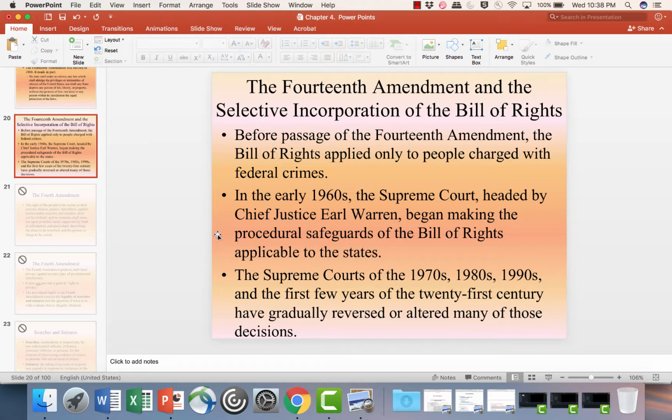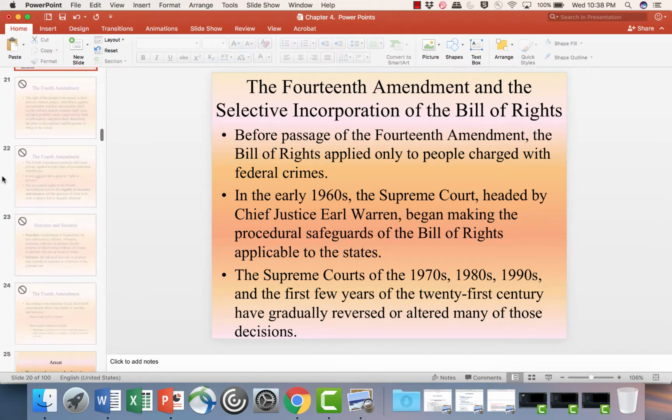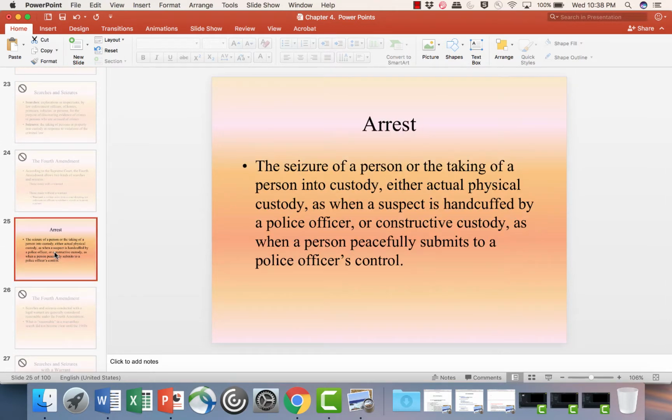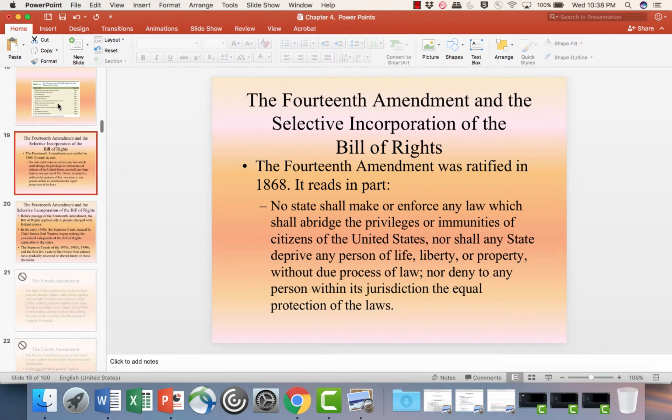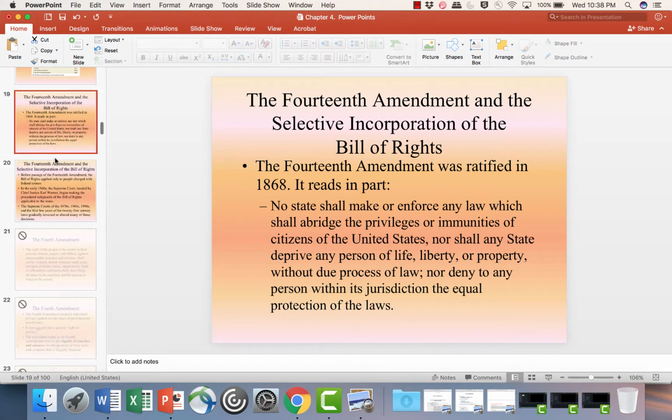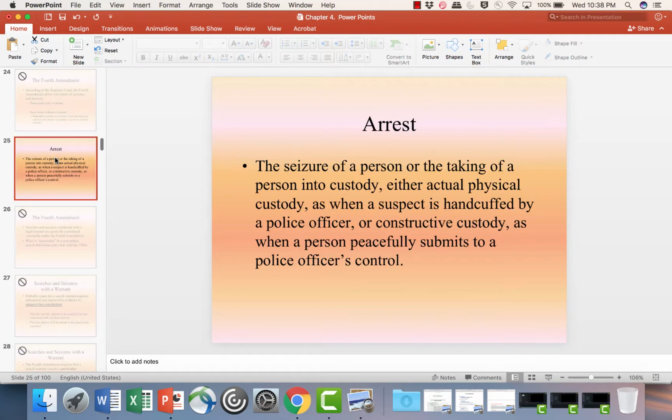Bill of Rights, that before the passage, the Bill of Rights only applied to certain people charged with federal crimes, and in the 60s the Supreme Court headed by Chief Justice Earl Warren, which was a very liberal, left-leaning court, began making the procedural safeguards of the Bill of Rights applicable to the states. And so the 14th Amendment over time has been able to suggest that no state shall make or enforce any law which shall abridge the privileges or immunities of the citizens, nor shall any state deprive any person of life, liberty, or property without due process. So 14th is about due process.